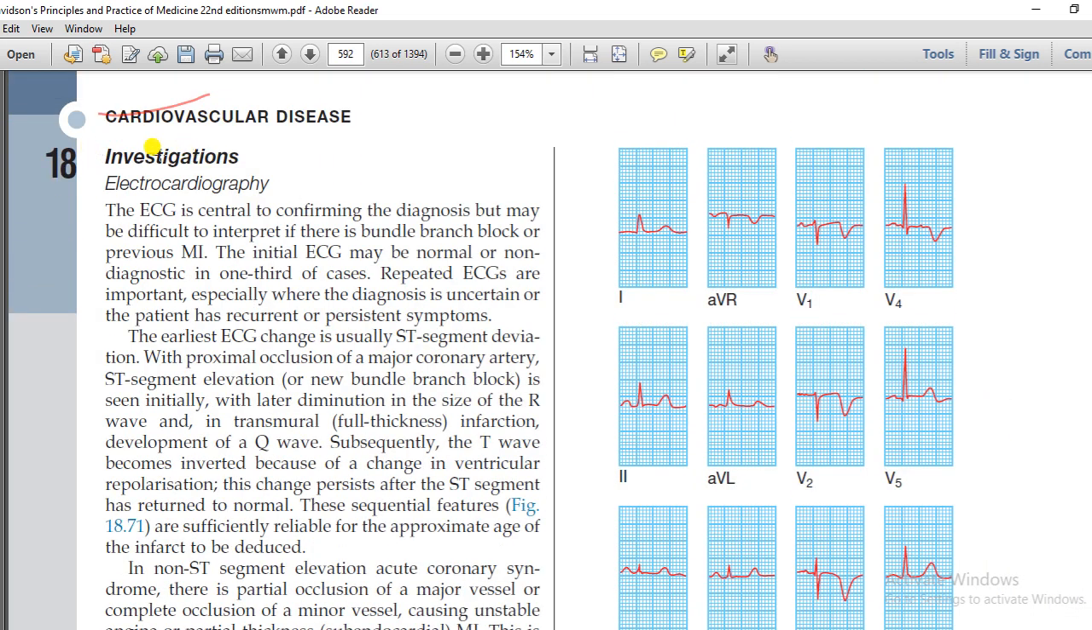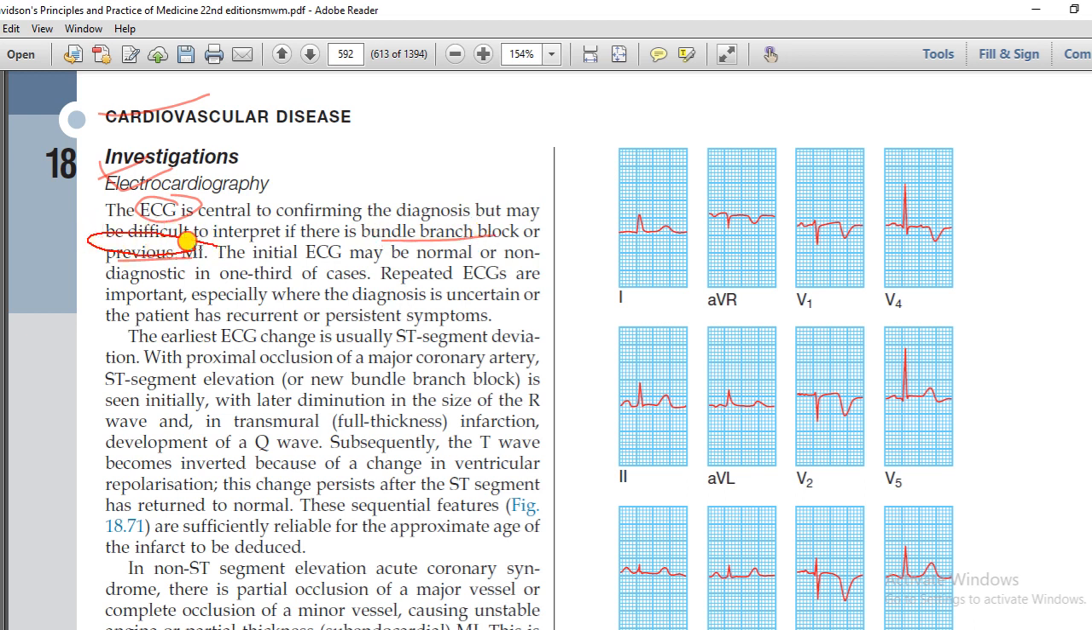Investigation of acute coronary syndrome: electrocardiography is very important in case of any heart disease. The ECG is central to confirming the diagnosis, but may be difficult to interpret if there is bundle branch block or previous myocardial infarction. So ECGs play a very important role in determining the risk for myocardial infarction. However, the diagnosis might not be well interpreted if there is any bundle branch block or previous myocardial infarction.